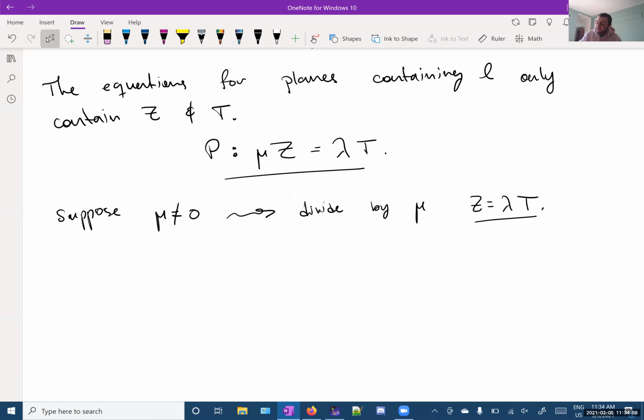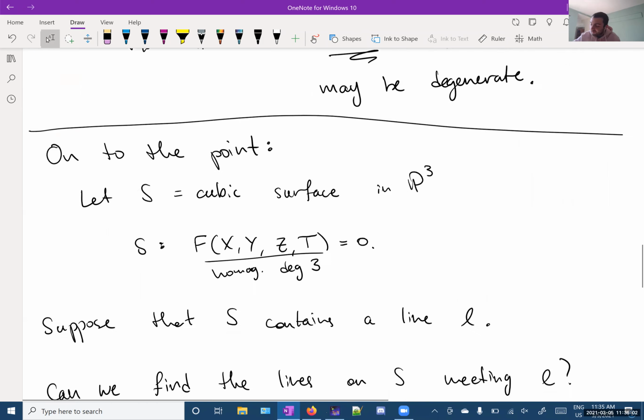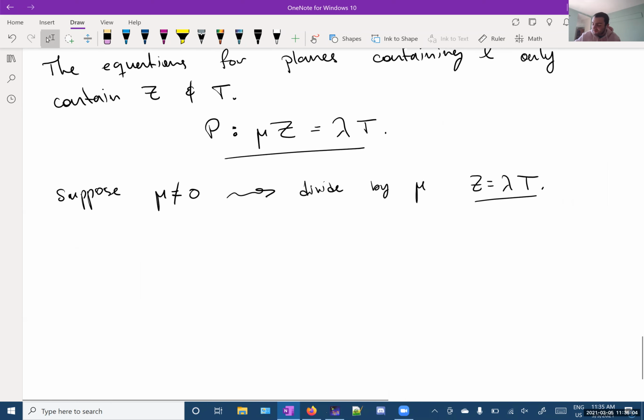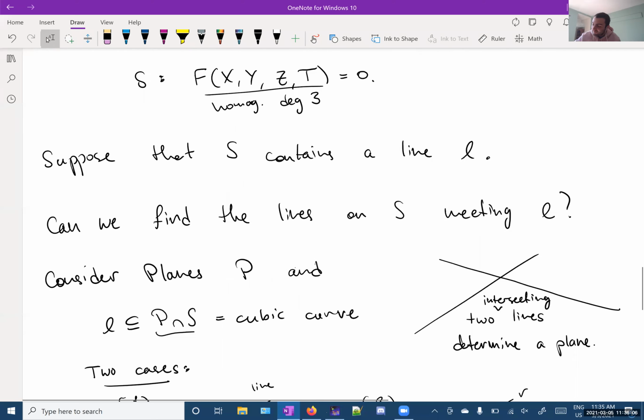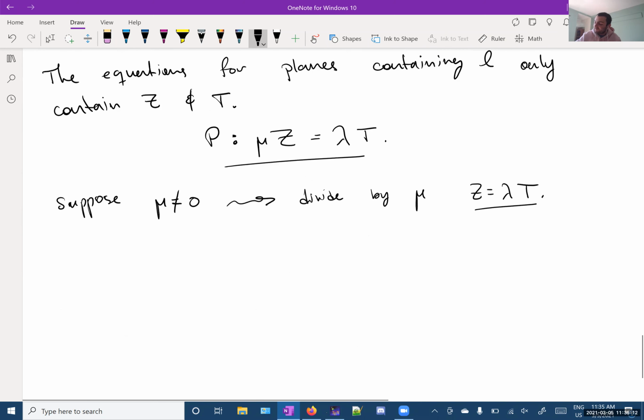Now my equation, what did we call it for S? I called it big F. Maybe that was a poor choice. I'm going to call it little f, and I'm going to use big F later. So this is little f of x, y, z, t.